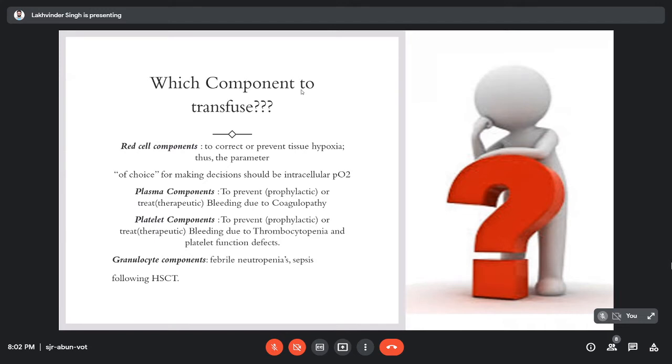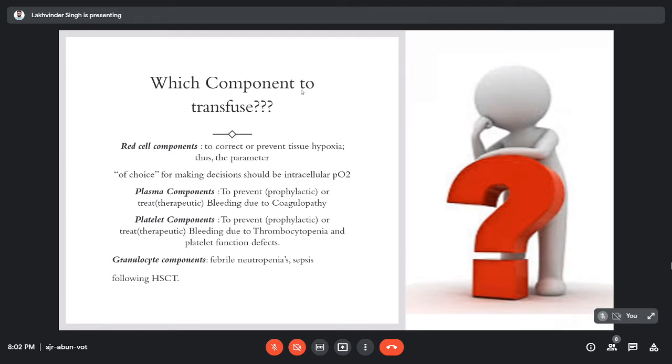So red cell components, the only indication in one line is to correct or prevent tissue hypoxia. Thus, the parameter of choice for making the decision should be intracellular PO2. Directly, you cannot measure it. So other parameters are used, like hemoglobin, whether the patient has acidosis, or if the patient has increased heart rate. These are all the parameters which tell that yes, the patient probably is developing tissue hypoxia.